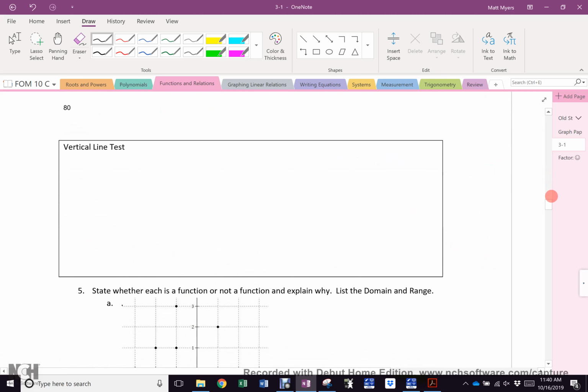Don't even ask. Vertical line test. Now, ladies and gentlemen, this is a little bit of a pain for you because you have to flip back and forth. Do not. Write this down, then I'm going to go back and show you what it means. A vertical line test only works on graphs. Please highlight that. Please underline it. Please put a cloud around it. I don't care what you have to do.